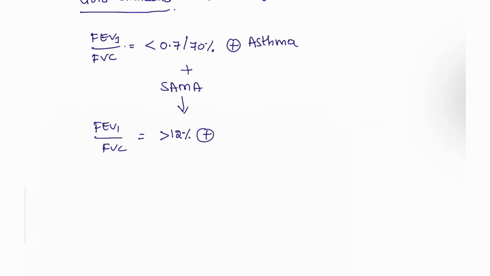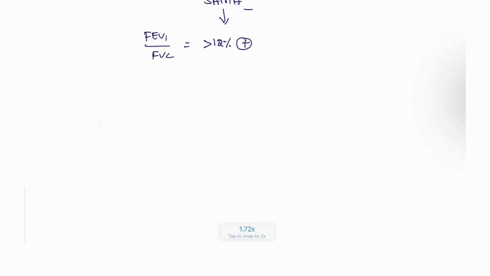So the improvement is seen. So that means the asthma which is present here is reversible. It is a reversible obstruction. So the major differentiation between the COPD and the asthma is reversible obstruction with the therapy. That is what you have to understand from this functional vital test. Okay.